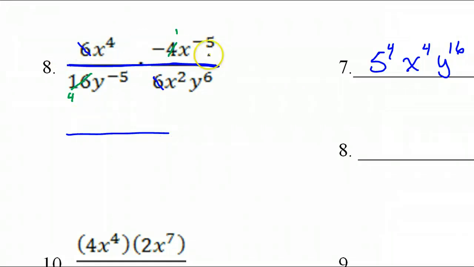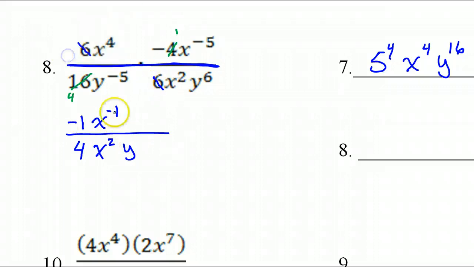So, collecting things together. The only number I have in the top is my negative 1. Everything else canceled out. Now looking at the x's, I will have x to the negative 1 power. Remember, I'm just adding these exponents. 4 plus negative 5 is negative 1. Now in the bottom, see that 4? Alright, I have that 4 still there. X's, I have x squared. Y's, negative 5 plus 6 is 1. So that's y to the 1 power, or just y. So I have this so far as my middle step.